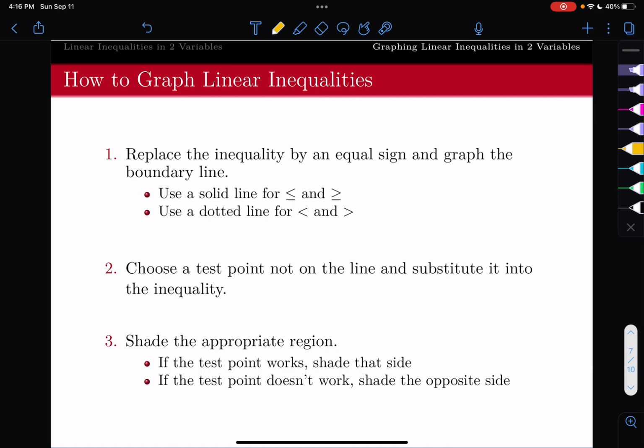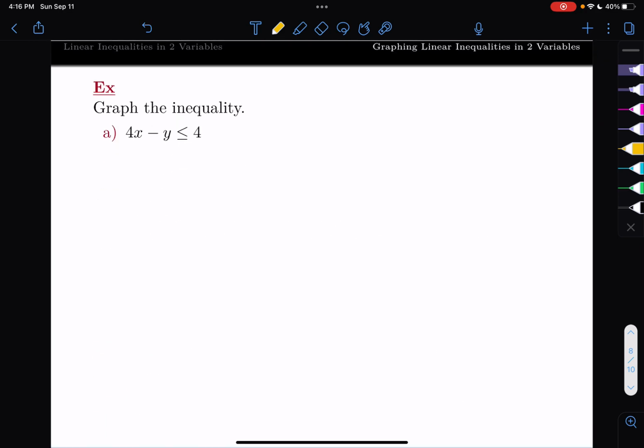Okay? And so we'll go through and we'll pick test points that work and that don't work, just so we can get a feel for it. So I really just have examples that we're going to go through. And this is, again, tying all the information we know together, because we've got to graph lines and we've got to see if something works for the inequality. So the one we're going to start with is we want to graph 4x minus y is less than or equal to 4. So the very first thing we're going to do is graph the line. And because we have the bar underneath, we're going to graph a solid line.